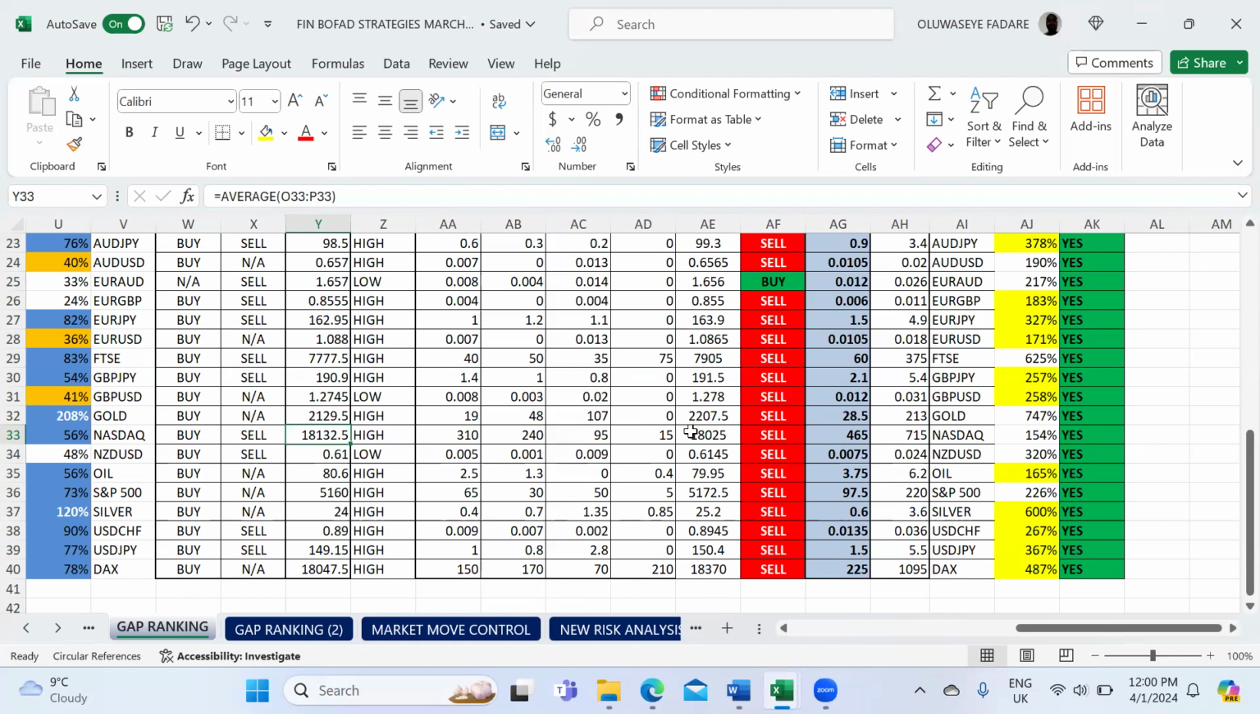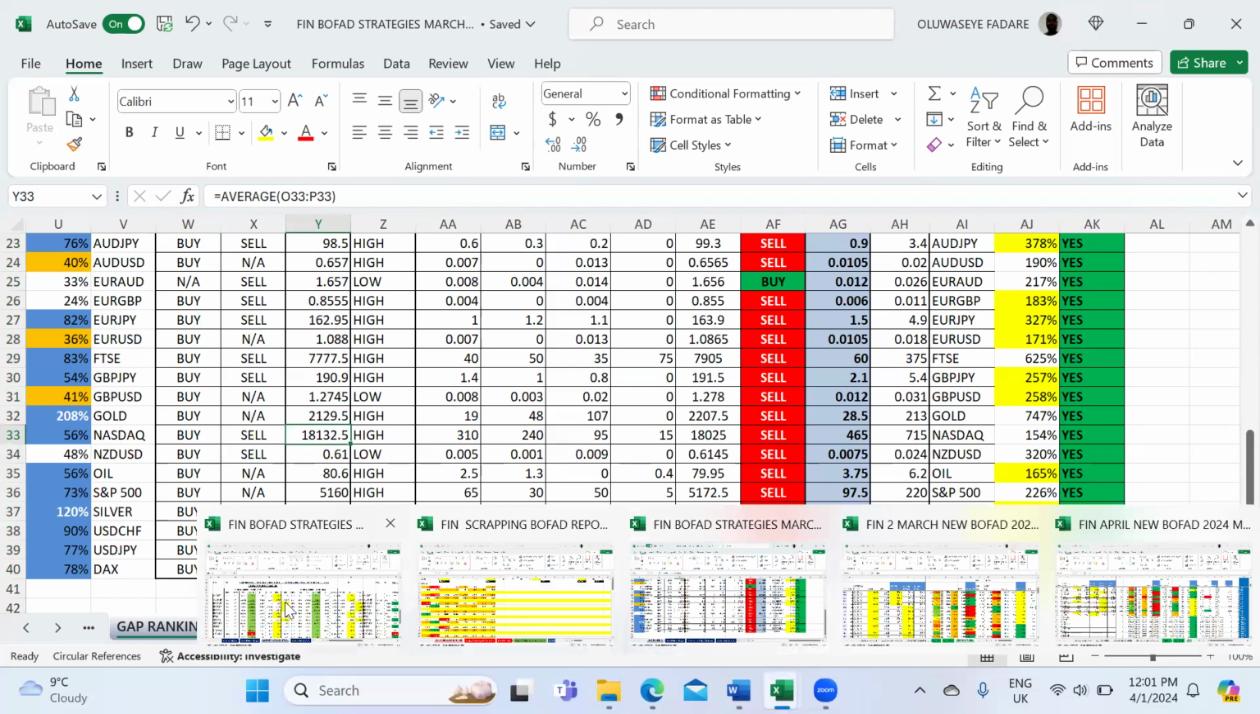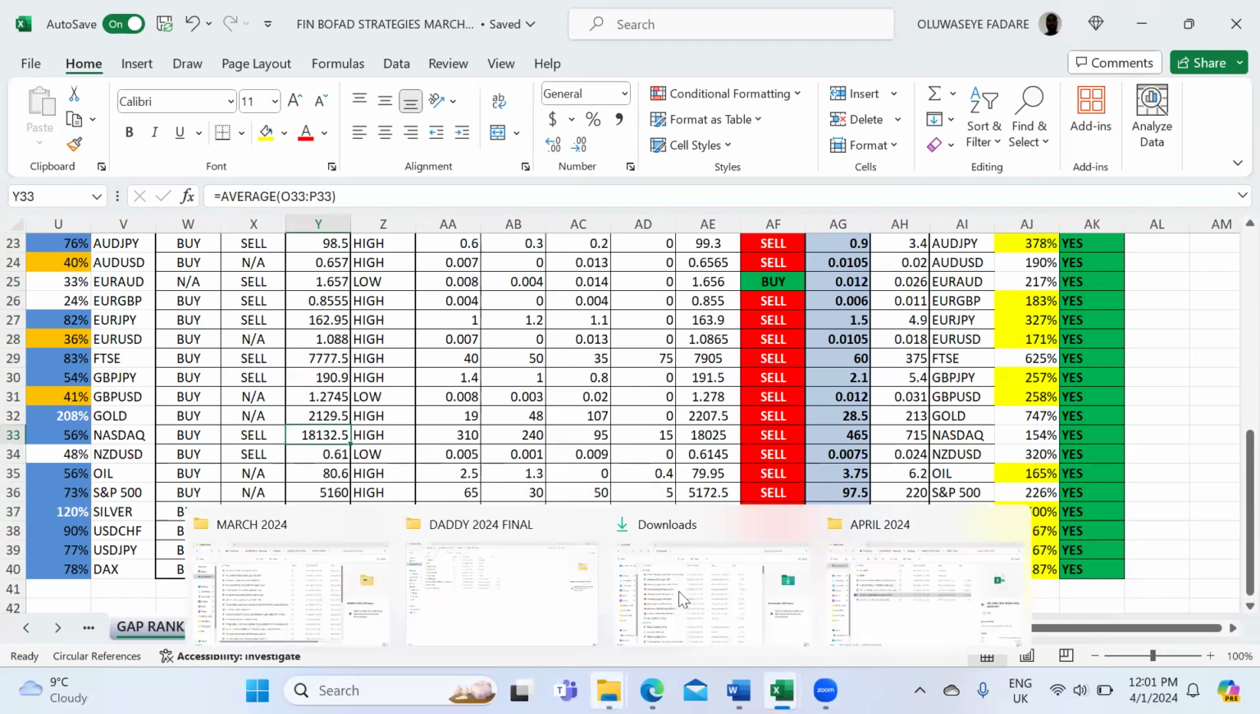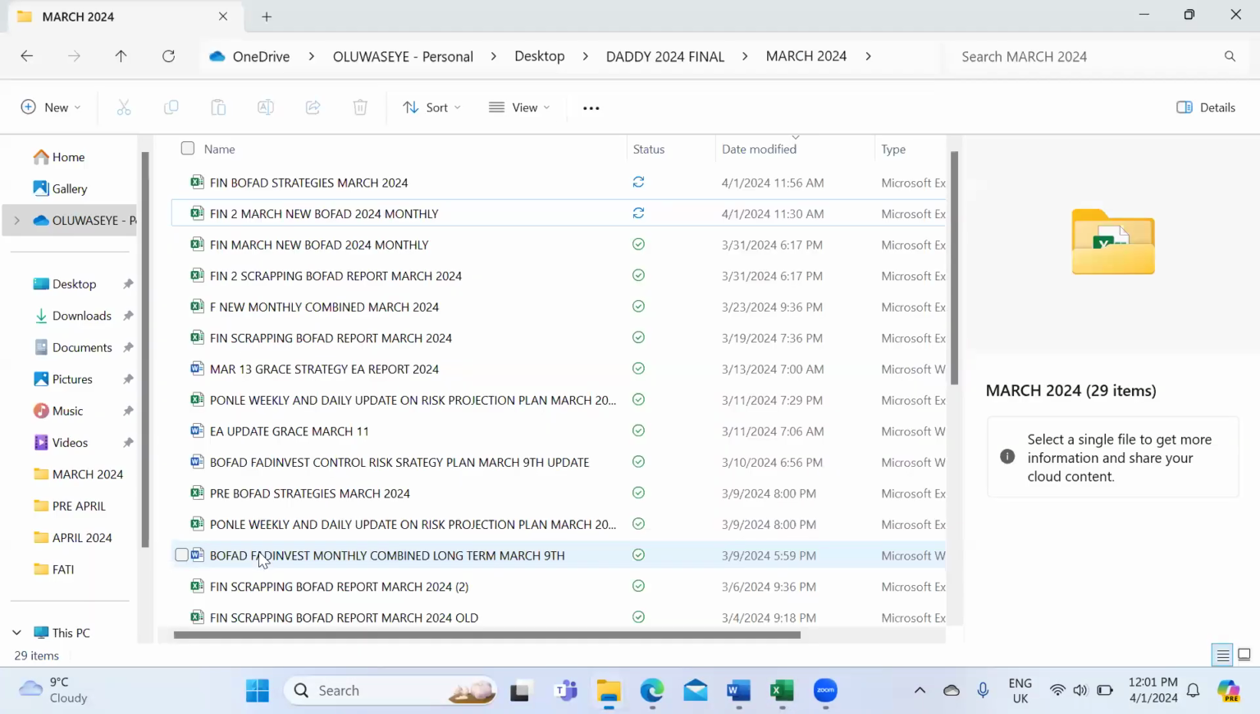Okay, so these control points will also help us to take our decisions at the right position for the rest of the new month, to plan ahead for the new month in advance. Yeah. And also, like I explained earlier, also for our scrapping report last month, March.